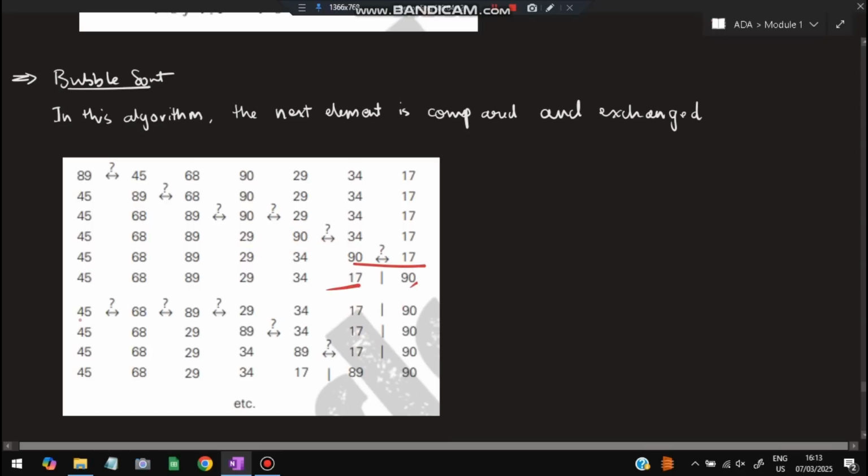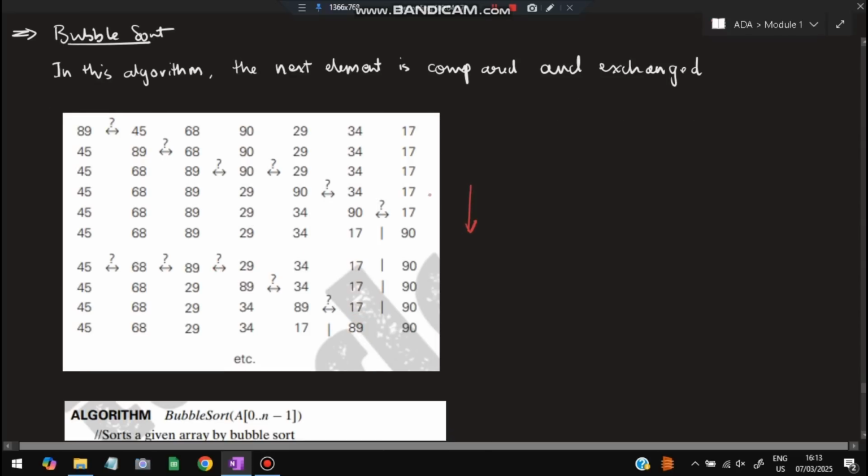Next, we'll again compare from here. 45, 68, see this one, is it correct or not? And whatever we get at the end, that will be the second largest element. We'll sequentially keep on checking the next element if it is smaller or greater. Based on that, we'll be making the exchanges, and we'll keep on going. This algorithm is called the bubble sort algorithm.